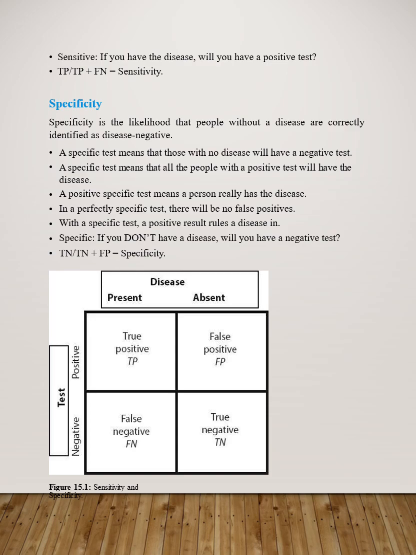So there is a formula here. Specificity is equal to TN over TN plus FP. So we're talking about true negative over true negative plus false positive.